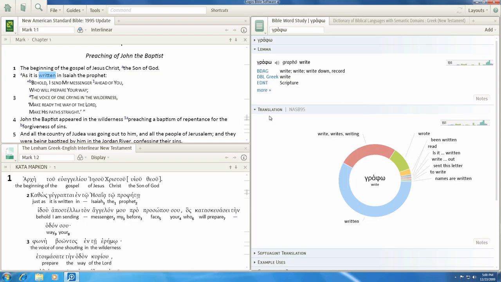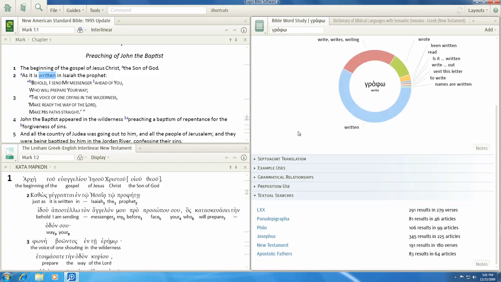Below is the translation section, which shows you how this Greek word has been translated within a given translation. In our case, this is the NASB. Further down, there's the textual searches section, which is basically a lemma search within these different bodies of literature.